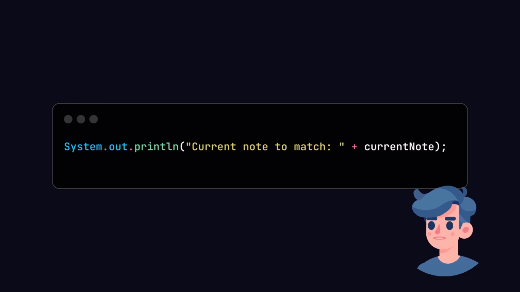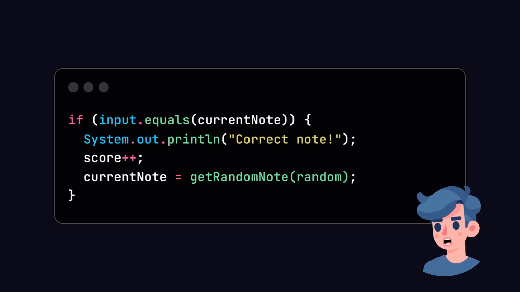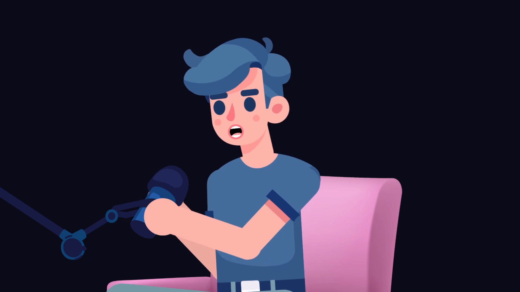Let's prompt the user to match the current note in the game loop. We also need to check if the user matches the current note correctly. Let's modify the section where we validate the input. Now every time the user plays a note that matches the current note, they get points and the note changes. This adds a fun challenge to our game.